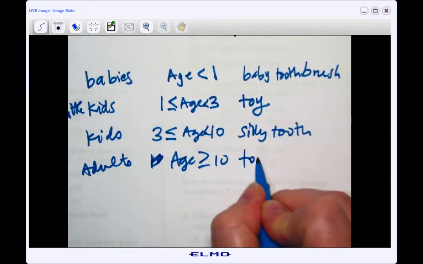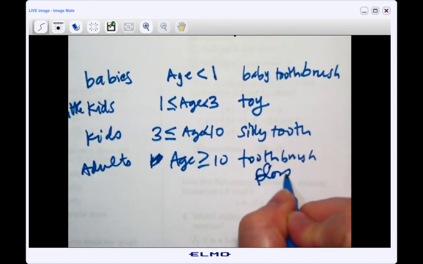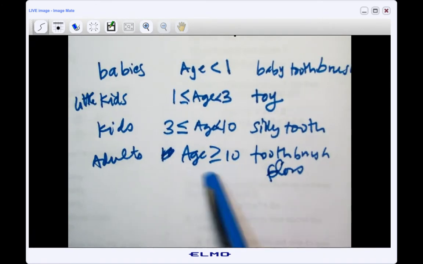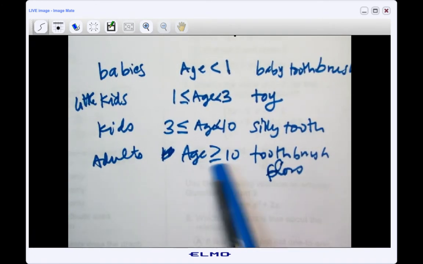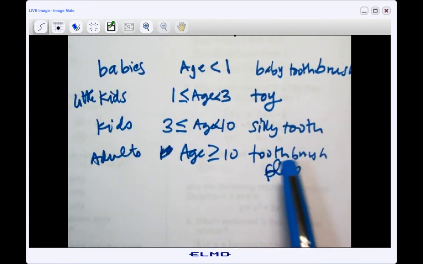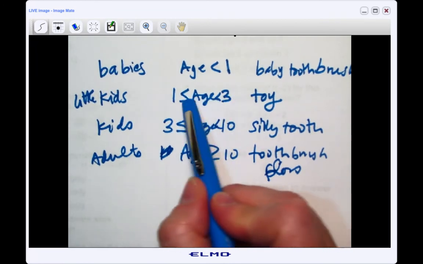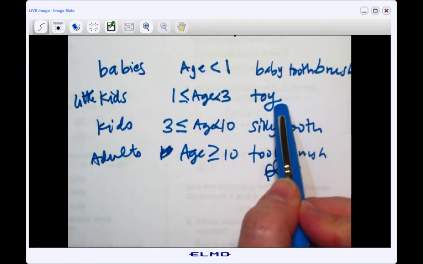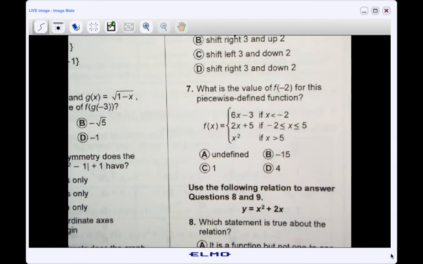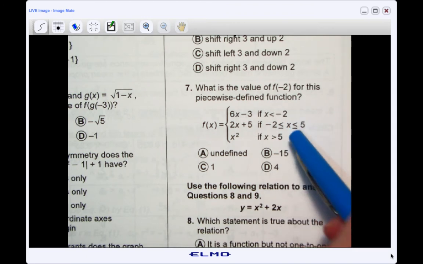They're going to get just a regular toothbrush and some floss, right? So you go in and you say, oh, well, I fall in this category. I'm over 10. So this is what I'm going to get. You don't get these other things. You only get this one. Or you bring in your little baby brother or sister, and they're 2 years old. So they're going to get a toy from the dentist. So this is just like this guy. You don't do all of these things. You just do the one for the category that you fit into.